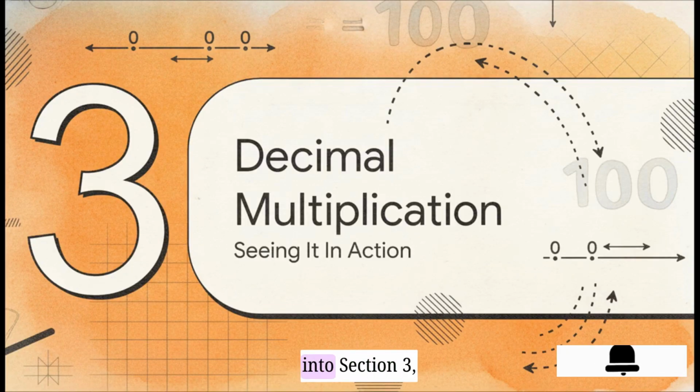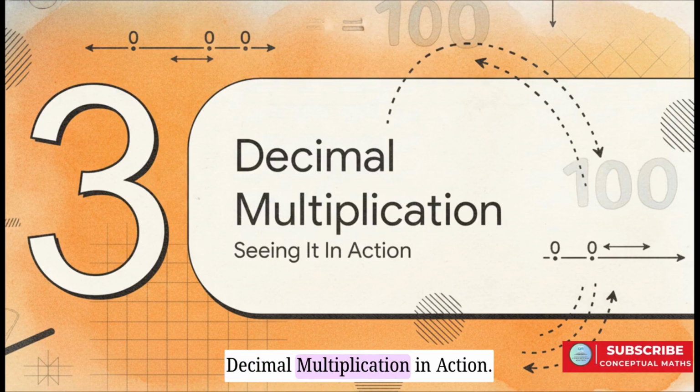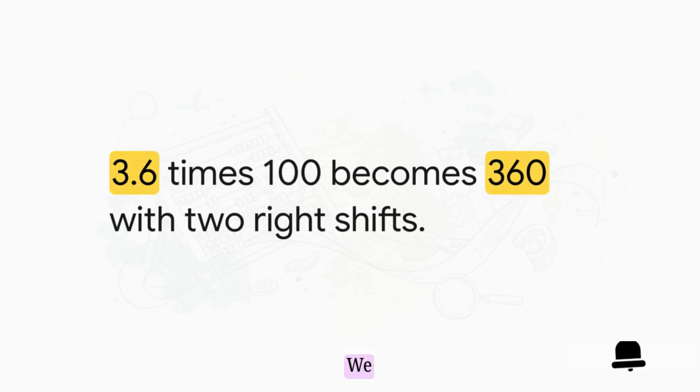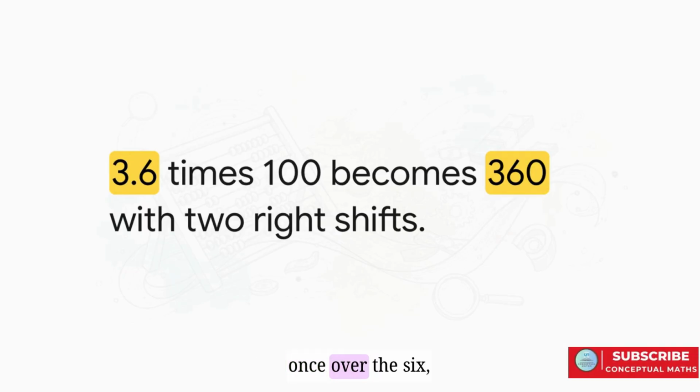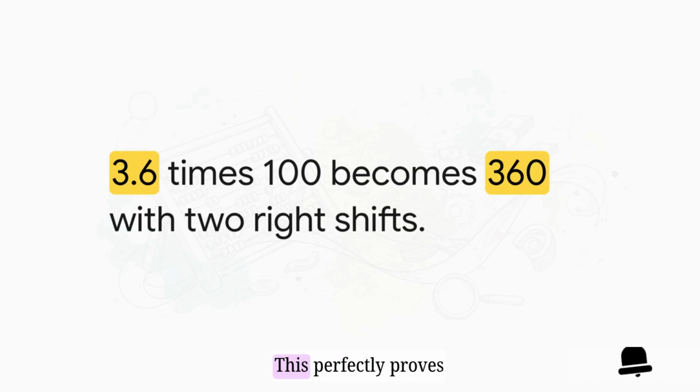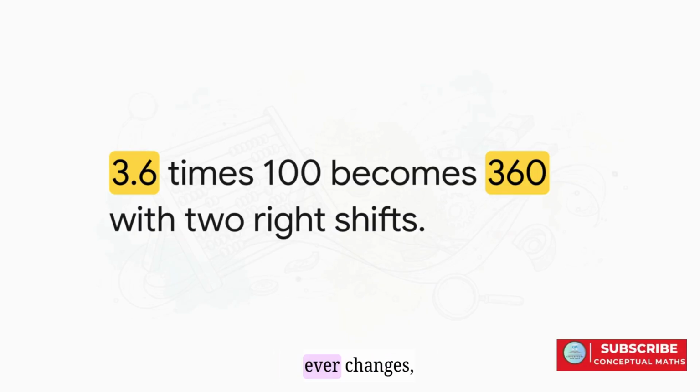Let's transition right into Section 3, decimal multiplication in action. Look at 3.6 times 100. We need to move the decimal 2 places here. We start at 3.6, jump once over the 6, and since we're out of numbers, we just add a 0 for that second jump. We land right at 360. This perfectly proves that the rule never, ever changes, no matter what decimal you start with.